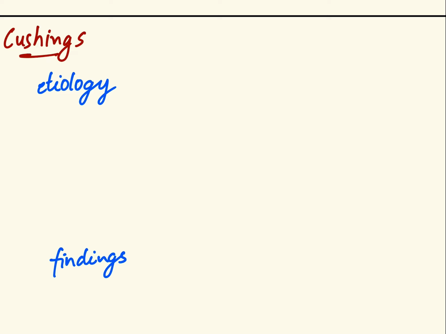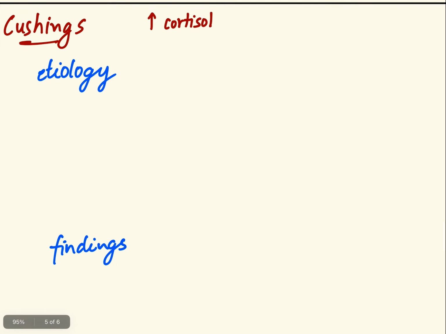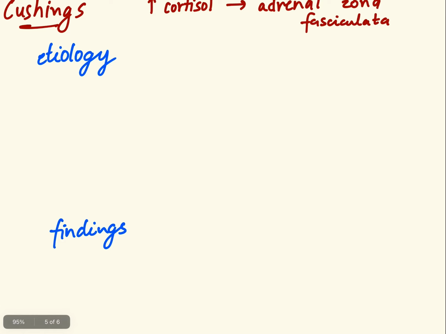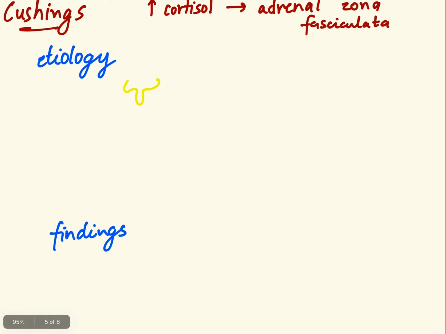What is the cause of Cushing's? To understand that, you have to understand that Cushing's is because of increased cortisol in the body. Okay, so increased cortisol is secreted by adrenal zona fasciculata. Now to understand better, हम एक डायग्राम बनाएंगे. Let's say this is your pituitary. I don't know how to draw it properly. This is your pituitary and this is your adrenal.